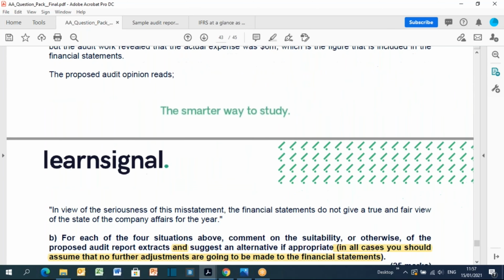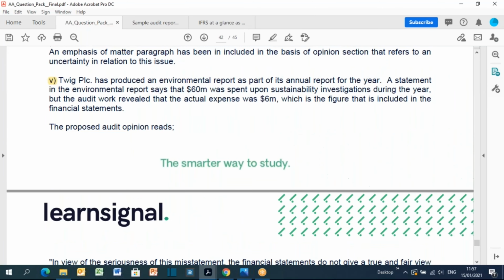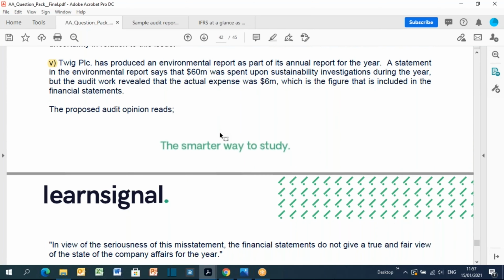But in this case, if you have a question like this in the exam, you might be thinking, oh, first of all, you should discuss with management why they have 60 in the environmental report, and why you see in the financial statements that the expense was 6. Maybe it's just a typo. And if you discuss with management, they can review the information given in the environmental report and can change this one before the auditor's report is signed.